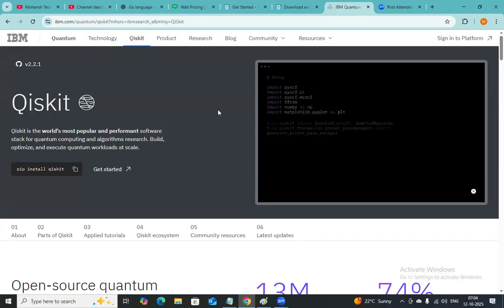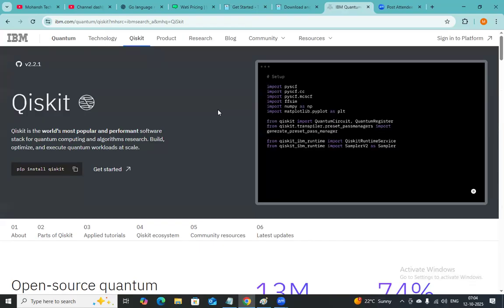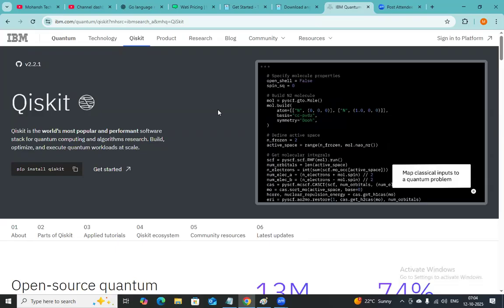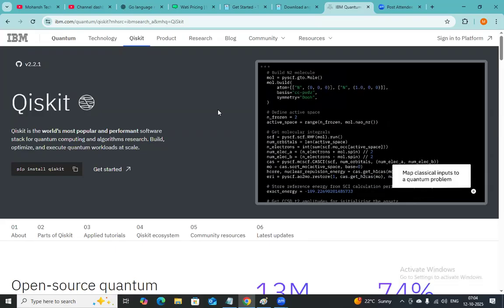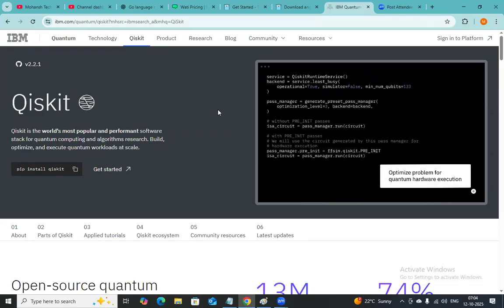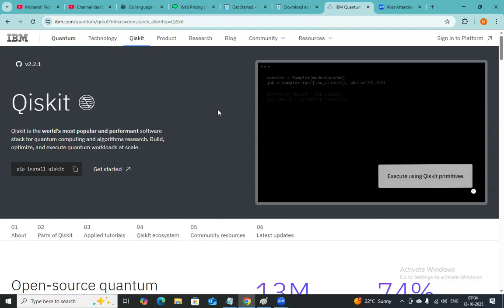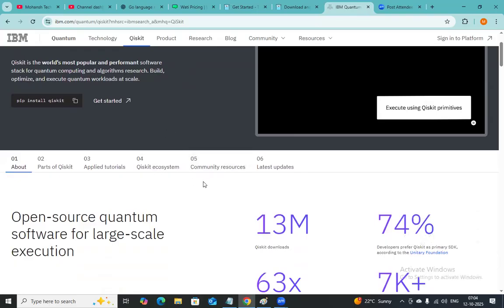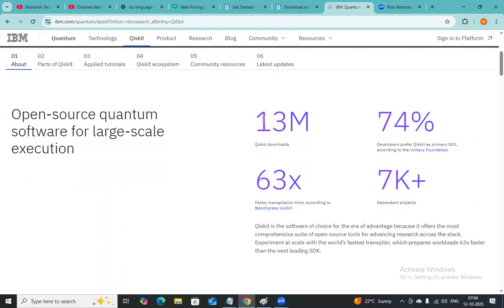Qiskit is the world's most popular and performant software stack for quantum computing and algorithms research. Build, optimize, and execute quantum workloads at scale. So we will be having the installation process in the coming days. So how is Qiskit available? Already 13 million Qiskit downloads are available. Already 13 million people have downloaded Qiskit.